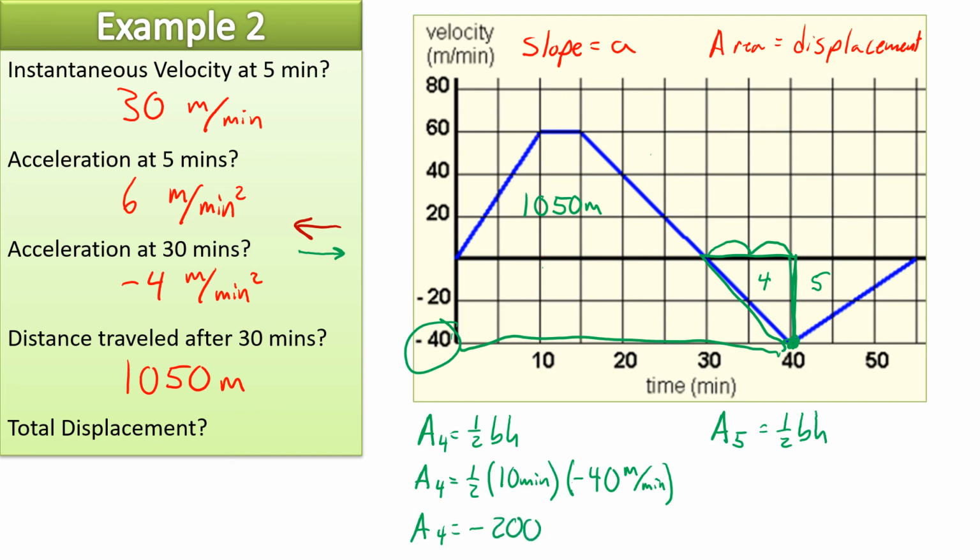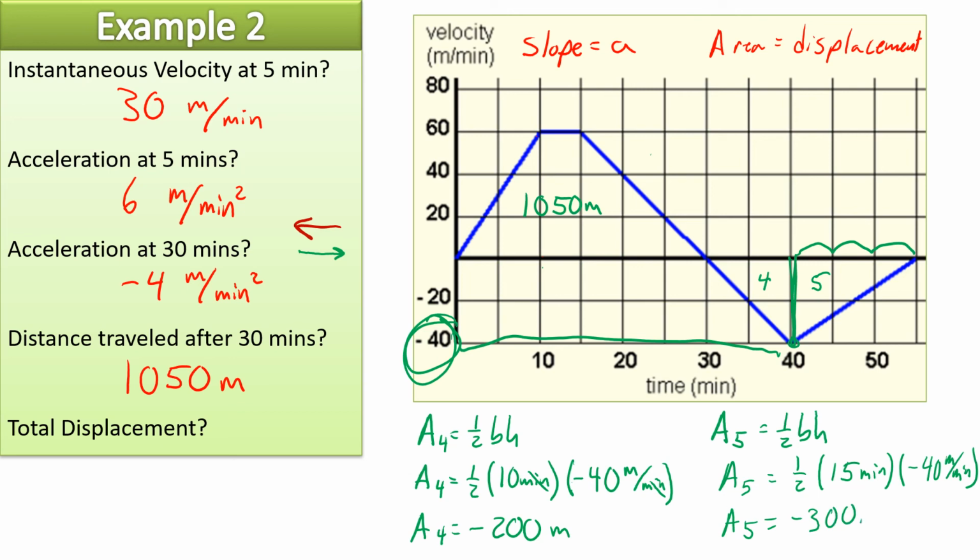-200. And remember, what are the units for area under a curve, a velocity time curve? Minutes cancel out and you're left with meters. So that's a negative displacement. We're moving to the left now. And our area for the 5th triangle is kind of similar, but the base is now 5, 10, 15 minutes long. 1/2, 15 minutes times the height, which is again the same height, -40 meters per minute. And when you do the multiplication, you get -300 meters.